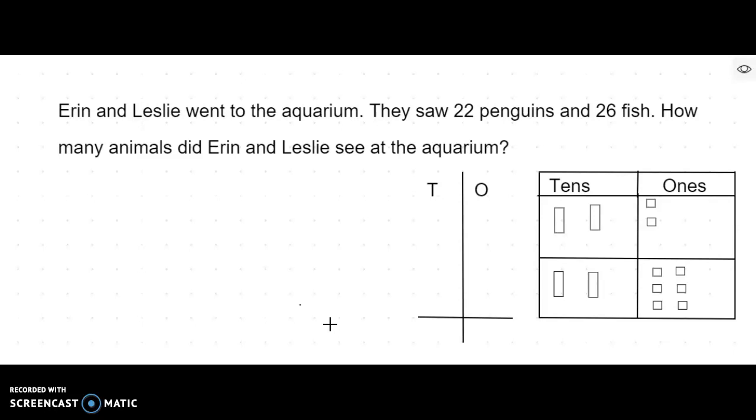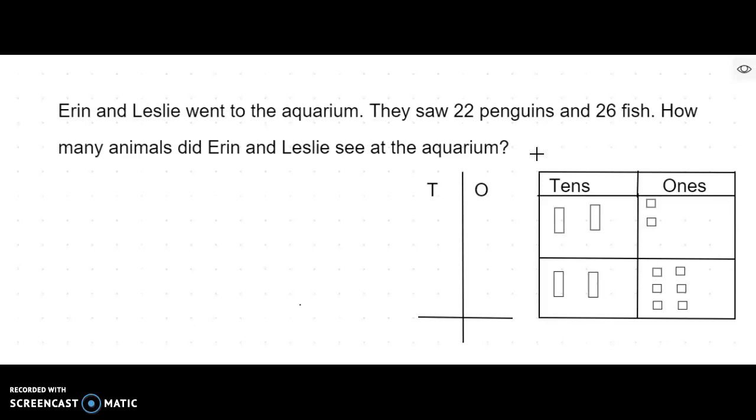We've done a lot of work this week with two-digit addition. We've talked about our strategies and we've used them in all sorts of problems, like word problems. Today, we're going to do one last review by solving our word problem challenge from yesterday. Let me read the problem to you. It says, Aaron and Leslie went to the aquarium. They saw 22 penguins and 26 fish. How many animals did Aaron and Leslie see at the aquarium?